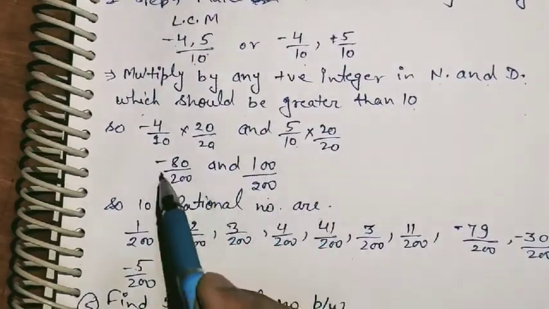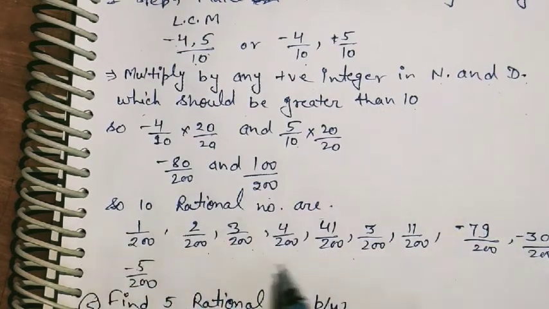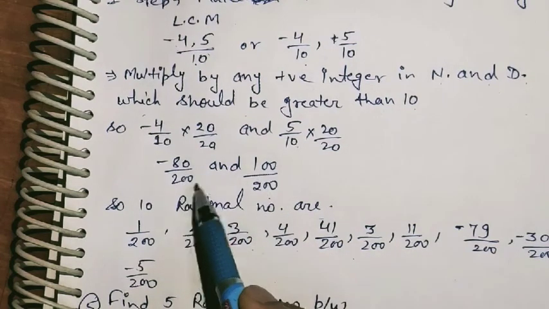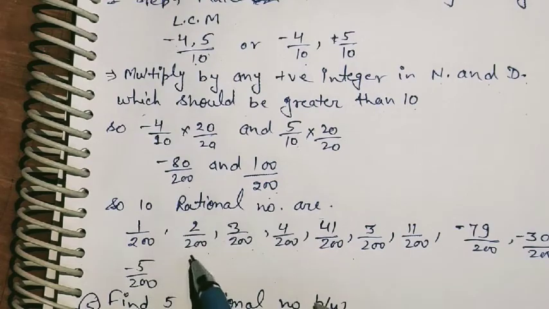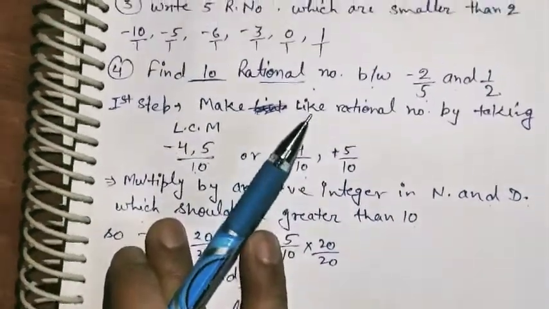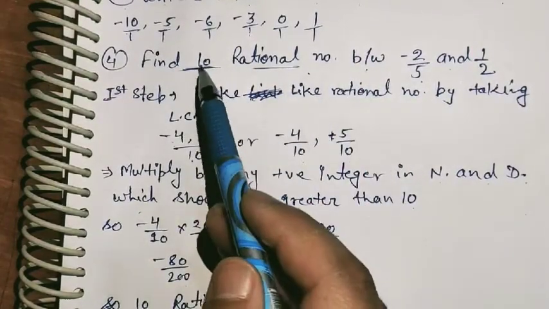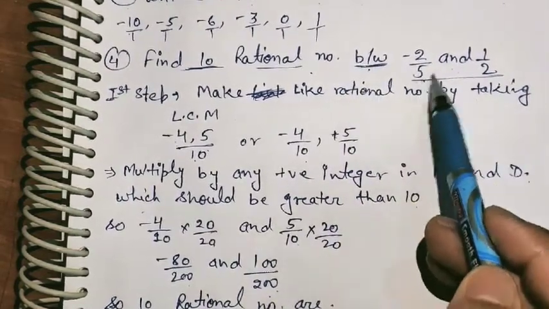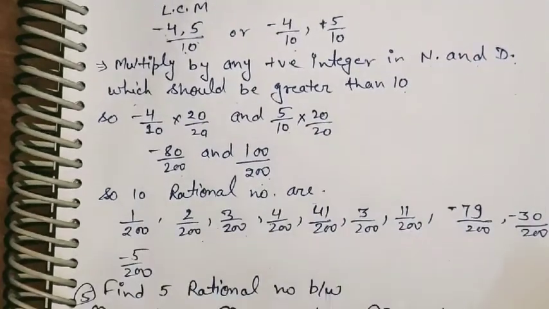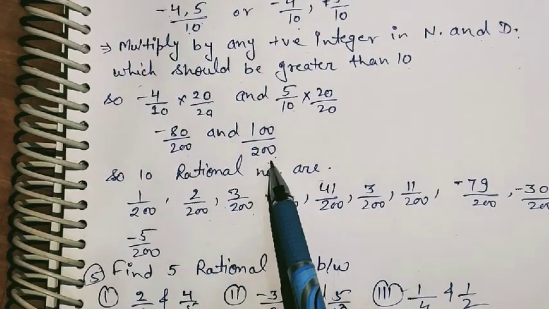So 10 rational numbers are 1 by 200, 2 by 200, 3 by 200, 4 by 200, any rational numbers which are between minus 80 by 200 and 100 by 200. You will not include minus 80 by 200 and 100 by 200 in the list, because he is asking to find 10 rational numbers in between minus 2 by 5 and 1 by 2. That's why we will not include minus 80 by 200 and 100 by 200.